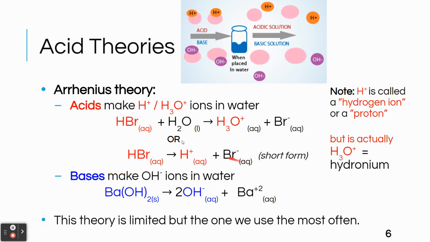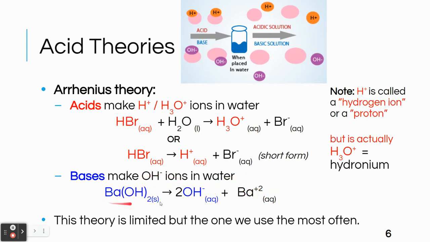You can write this as a short form. Rather than put plus H2O, you can just put HBr(aq) with an arrow, then H+ and Br-. The fact that we have aq there really indicates that we have an increase in the H+ concentration. Again, in reality this would be H3O+, but to shorten it, we put H+ instead. So the definition of an acid: something that makes H3O+ or H+ ions in water. It increases the concentration of hydronium in water. A base, on the other hand, is something that will make OH- ions in water. If you look at Ba(OH)2, this will dissociate to form OH- and barium ions.